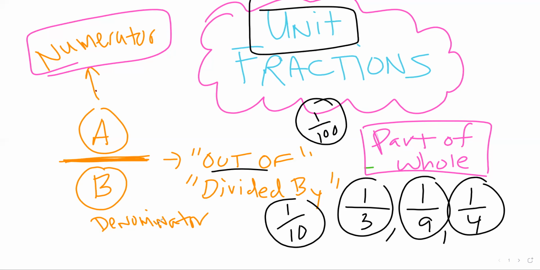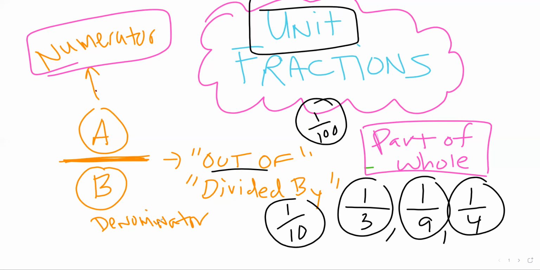The reason they're unit fractions is because we're talking about the 1 unit out of the whole. So that numerator, the number on top, is the number 1. It's the 1 piece that we have out of our whole.